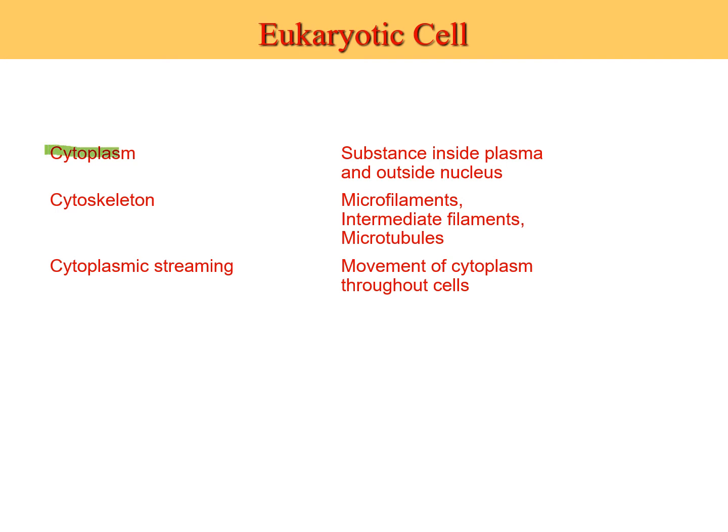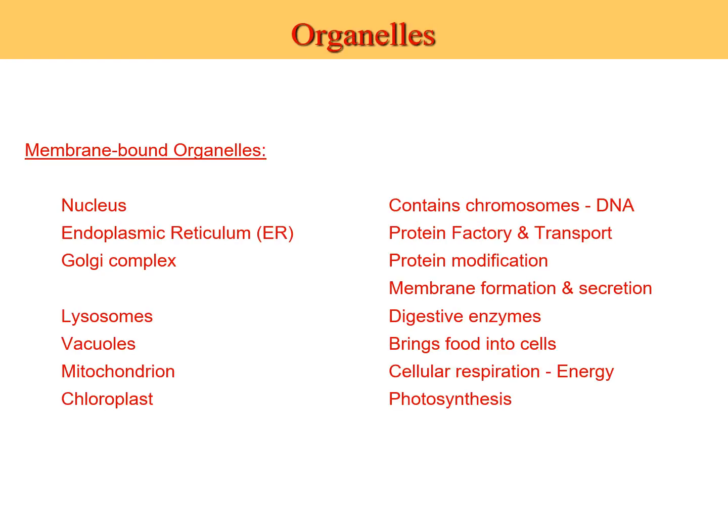Eukaryotic cells, of course, have a cytoplasm. They have a cytoskeleton. You learned about this. They are insoluble fibrous proteins that make up microfilaments, intermediate filaments, and microtubules. Now, the cytoplasm is not static. It's not sitting there in a frozen state. There is streaming. There's even movement of the organelles through the cytoplasm as the organism lives and goes through its life cycle, or the cell lives and goes through its life cycle.